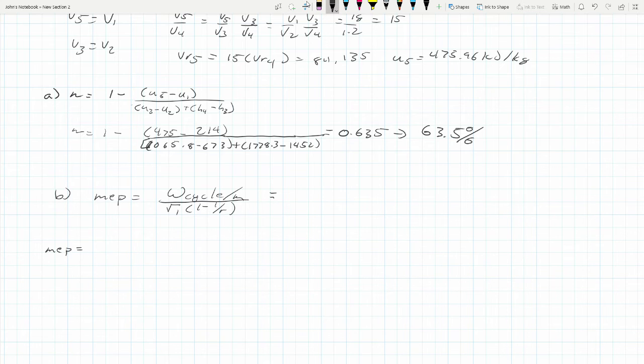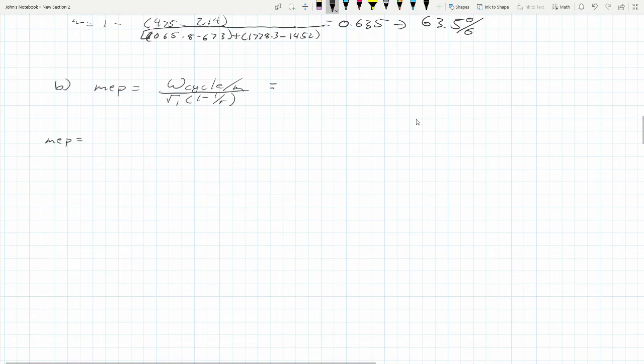If you want to actually have it solved again, in the last 3 minutes of the previous video on diesel cycles, I go over how to find V1, but this is just a repeat of that problem. So I'm just going to take those values, and we get that V1 is equal to 0.861 meters cubed per kilogram.